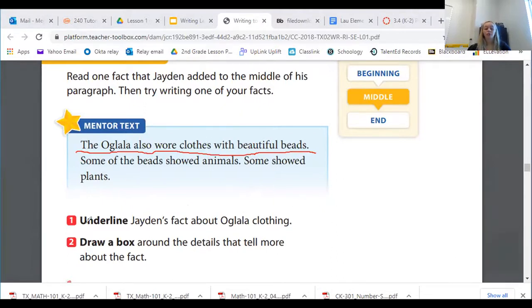Okay, let's read instruction number 2. Draw a box around the details that tell more about the fact. So take another minute, you can pause your video again and draw a box around the details that tell us more about the fact. Once you've done that, you can unpause and we'll go over it together.